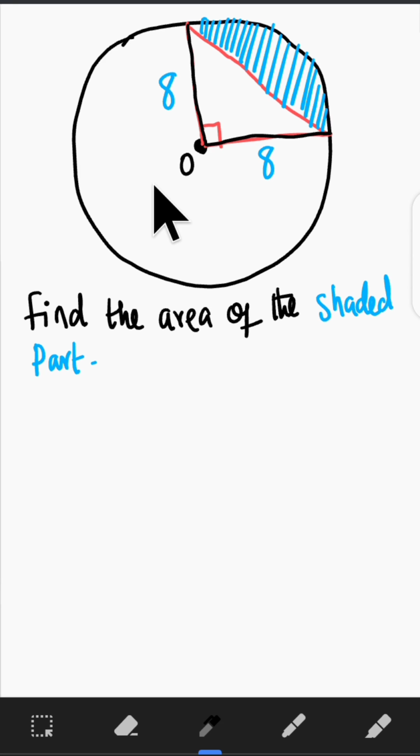Alright guys, we have another exciting problem here again, and this is a circle of course, and we want to find the area of the shaded part. Just like you can see, this is the shaded part here.